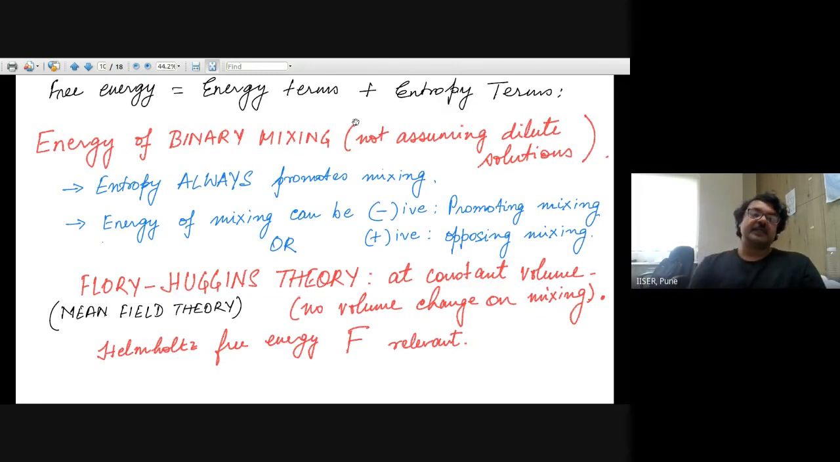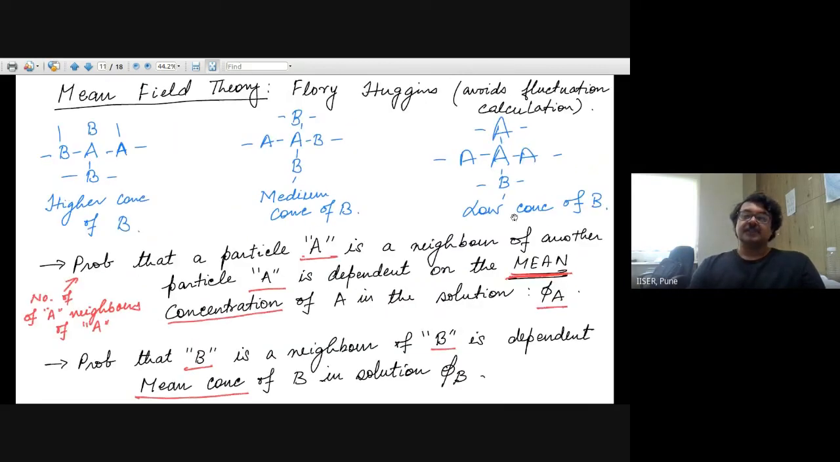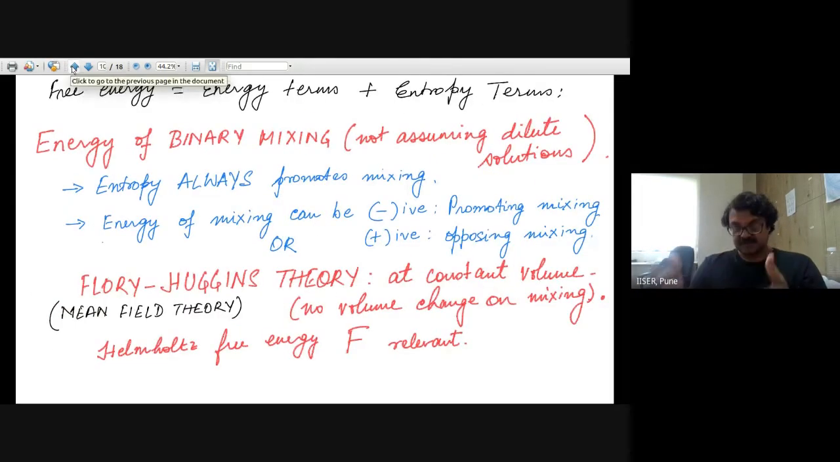The other thing I want you to note is that entropy always promotes mixing. If there is mixing, there will be a net entropy gain, right? Minus kB into a negative number, so there will be an entropy gain. So entropy always promotes mixing, whereas the energy of mixing can be negative. In that case, the free energy would be further minimized. It will further decrease, and that promotes mixing. Or the energy term could be positive, and then it could be opposing mixing. So a competition between the energy terms and the entropy terms will decide what the equilibrium state will be, whether it will be an unmixed state or a mixed state, right?